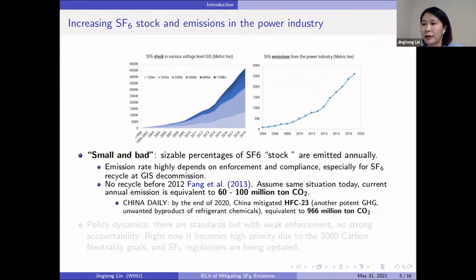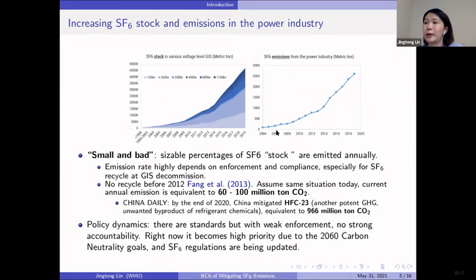a potential topic. But perhaps due to its relatively small scale, on the policy side, there are some outdated standards on promoting the mitigation of SF6. Also, the enforcement and accountability were weak. Only recently has it become a high regulatory priority, due to the carbon neutrality goals, and SF6 standards are updated.